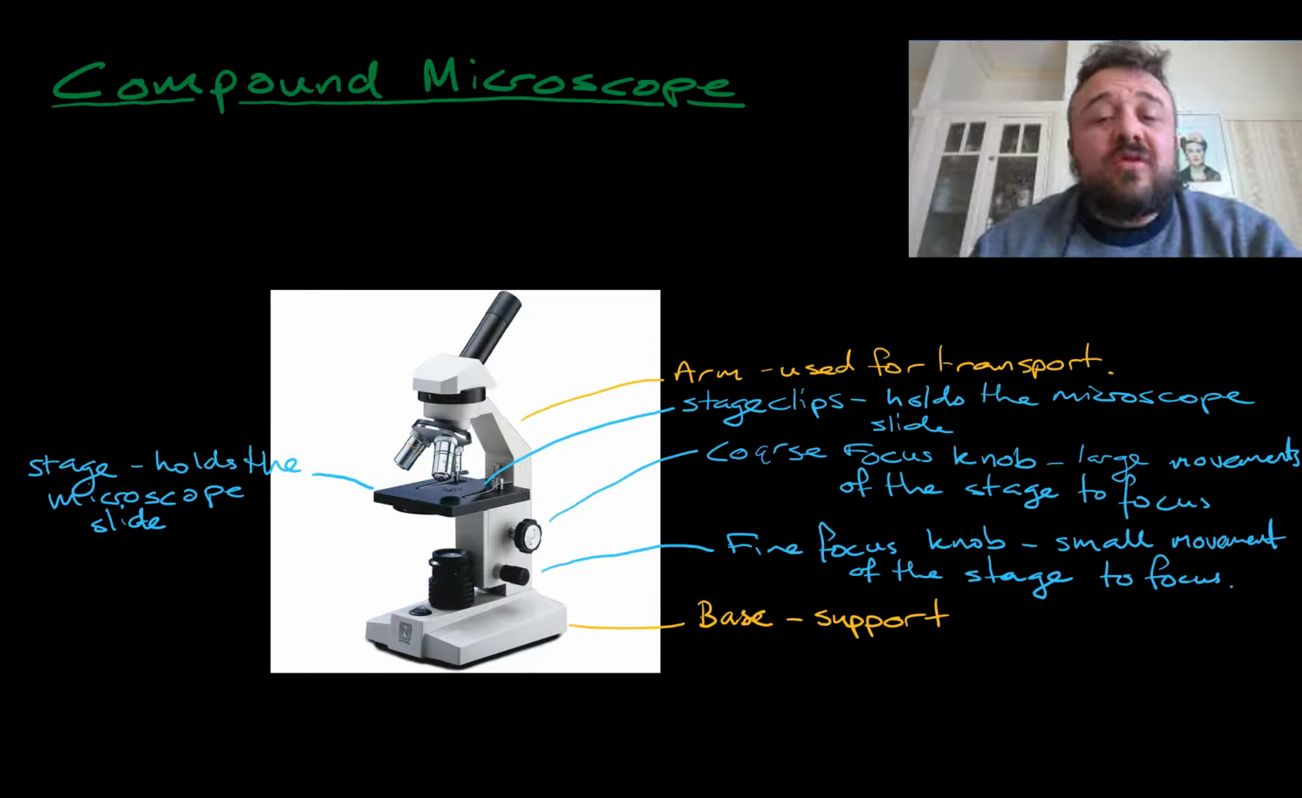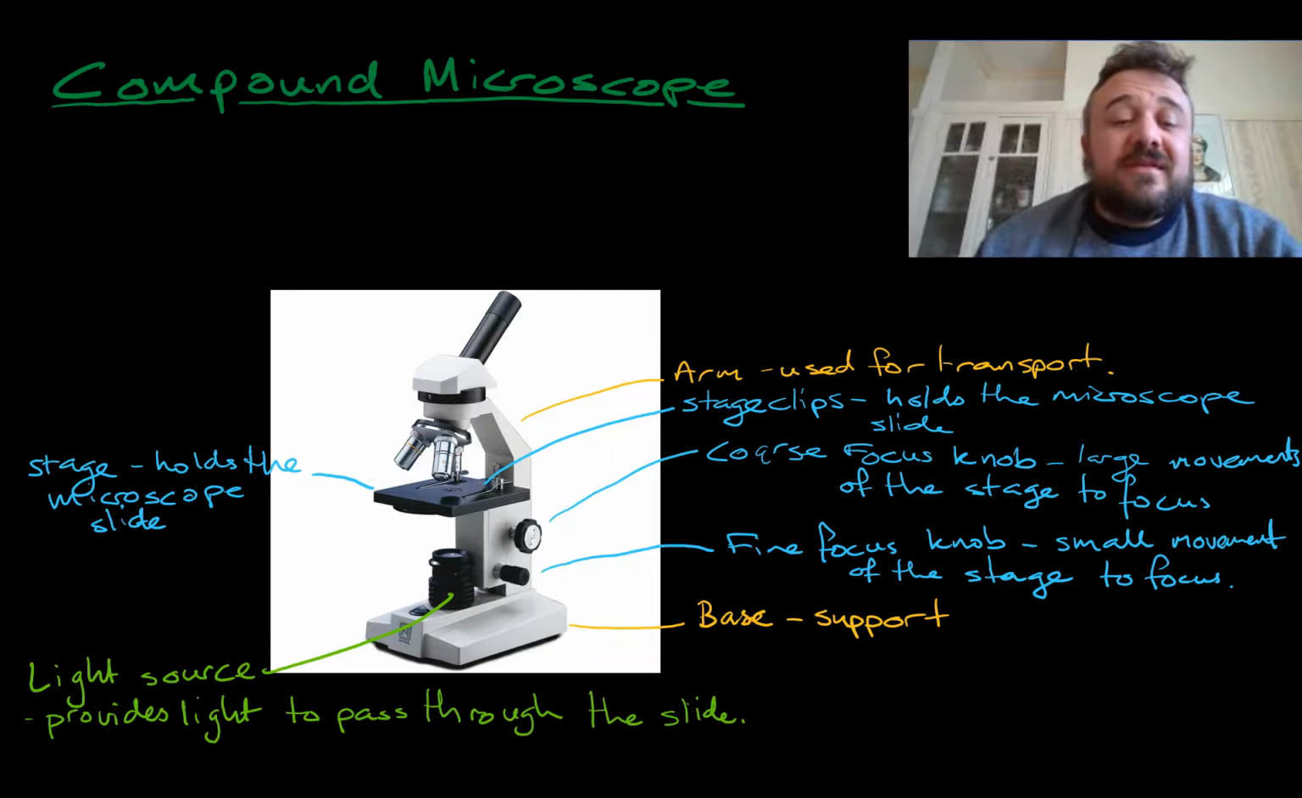We also have the coarse focus knob, sometimes just called the coarse knob. It allows us to make large movements of the stage to focus our image up and down. And then we have the fine focus knob, which allows for really small, fine movements of the stage to focus it in clearly. That's where we do our clearest focusing. So we start off with the coarse focus knob, and then we move to the fine focus knob.